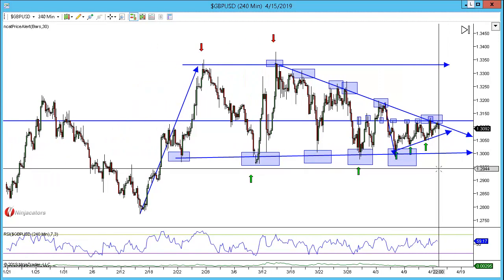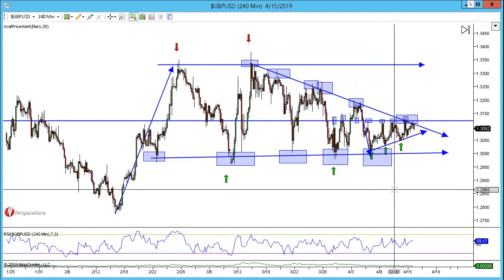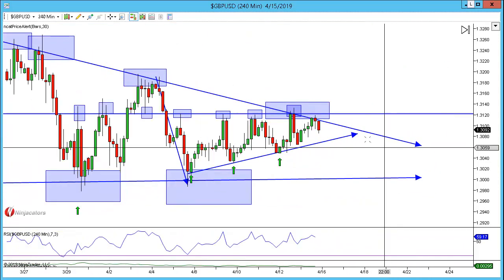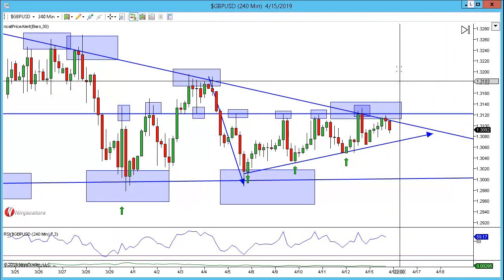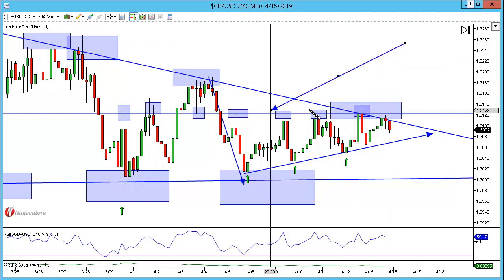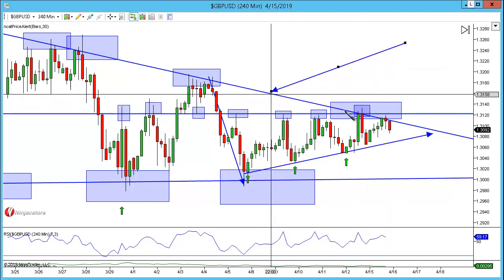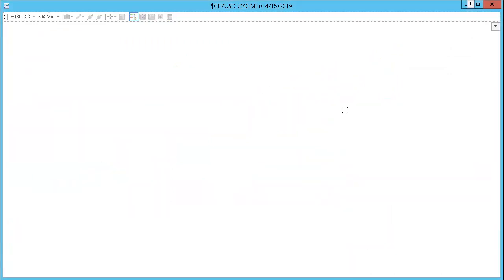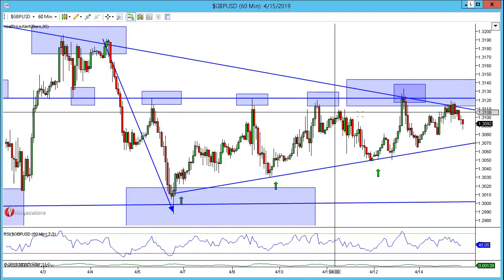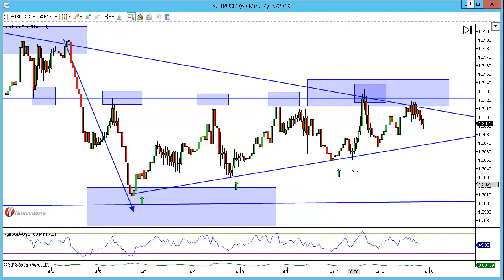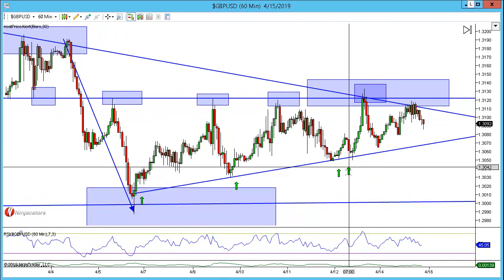So if we can then talk about potential entries, well, it's going to be a little bit difficult. For me, this area here that's been tested multiple times, this structure level here, when you tend to get this, you want to look for double tops and double bottoms, and if we go to the 60, we really haven't got any. We had a double bottom down here in this trend line.